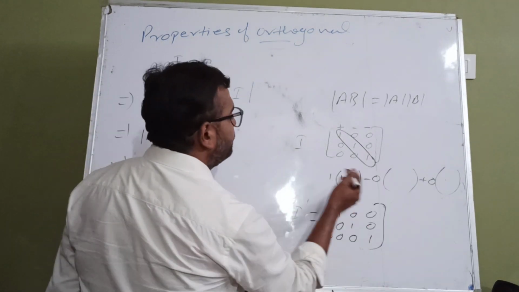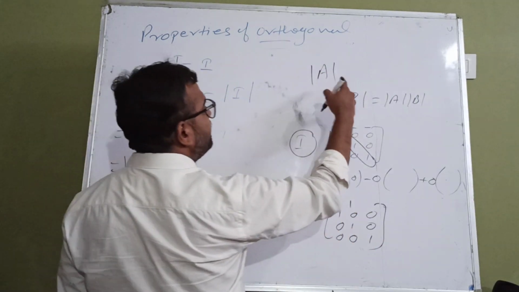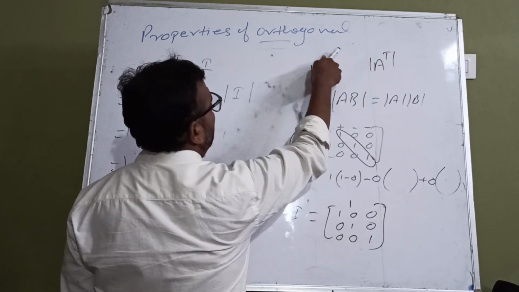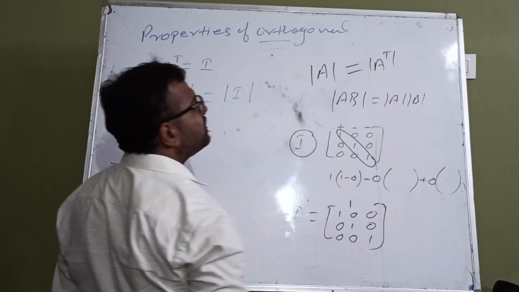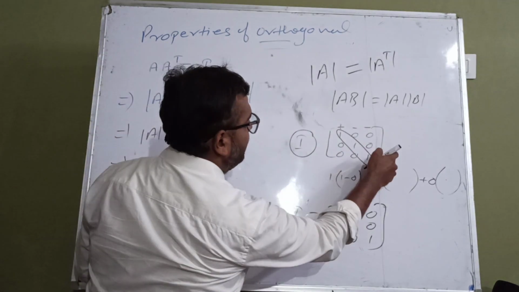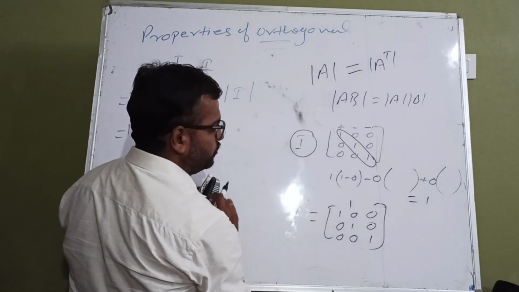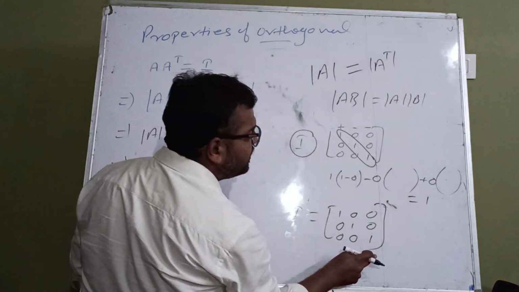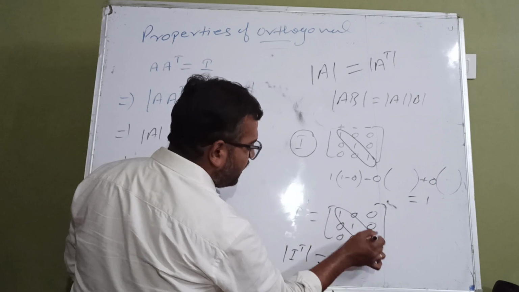Now there is another property: the determinant of matrix A. If A is a matrix, the determinant of matrix A and the determinant of its transpose, both values are the same. What is the meaning? Again I am repeating, if I is a matrix and the determinant is coming 1, find the I transpose. If you find the I transpose, again we will get the identity matrix. And what will be the determinant of I transpose? See, again we are getting 1.